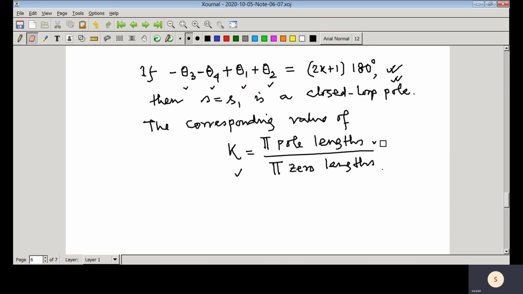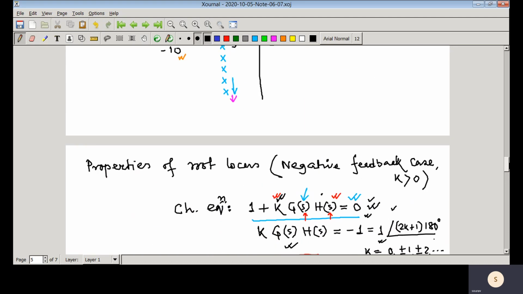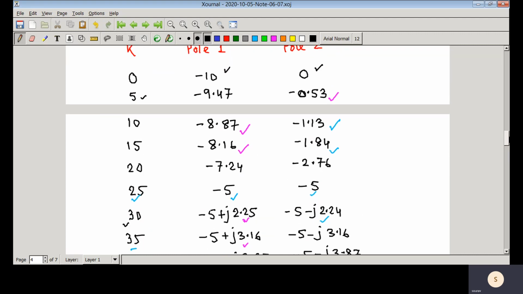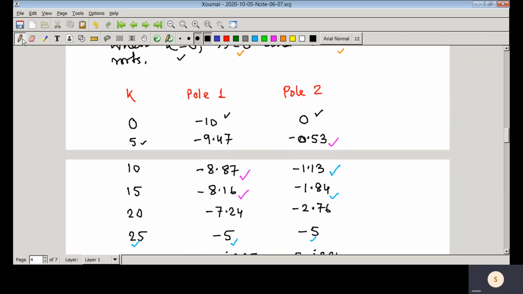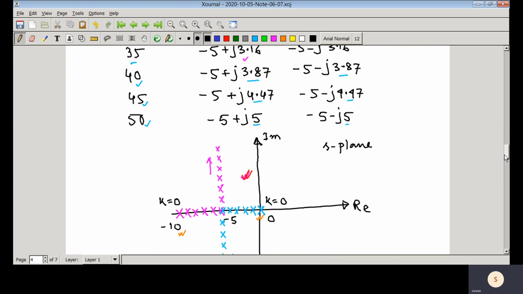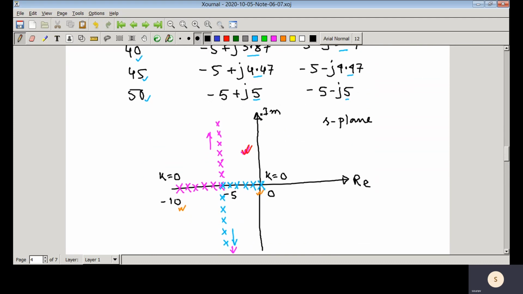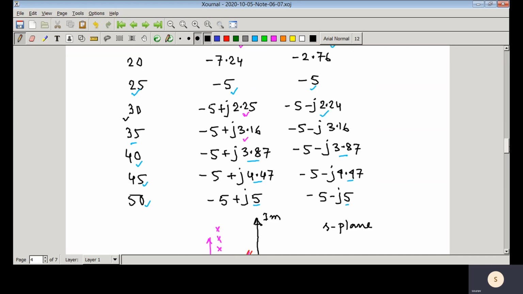Next day we will be discussing how to draw this root locus. We have just seen one particular example, but it is difficult to calculate all the values just by varying K and collecting all those data points to get the plot. But there are some techniques, some rules, for drawing the root locus. That we will be discussing in the next class.